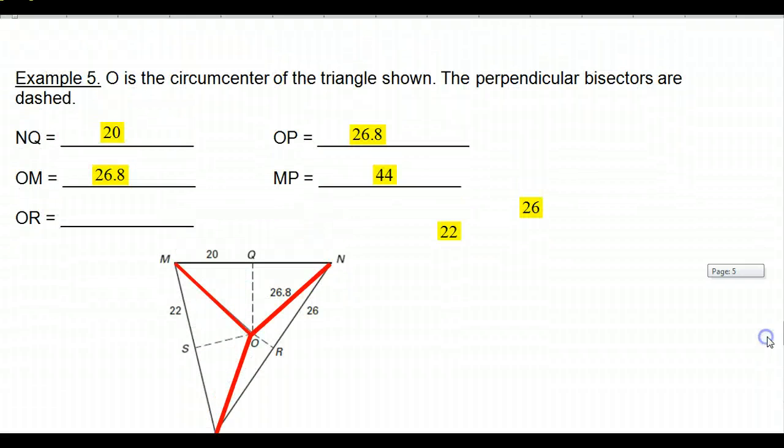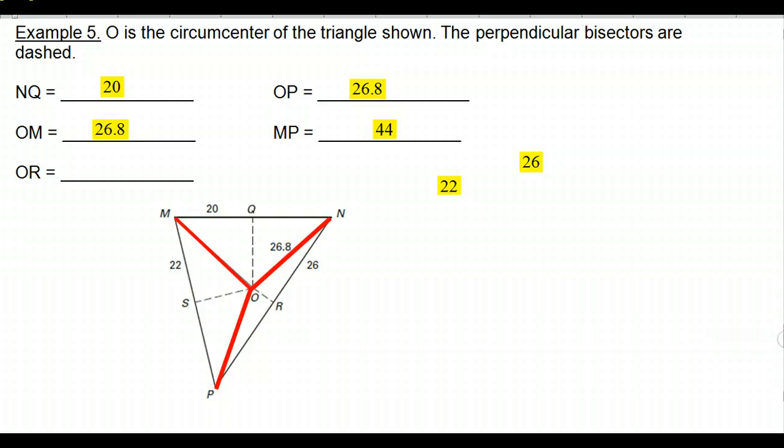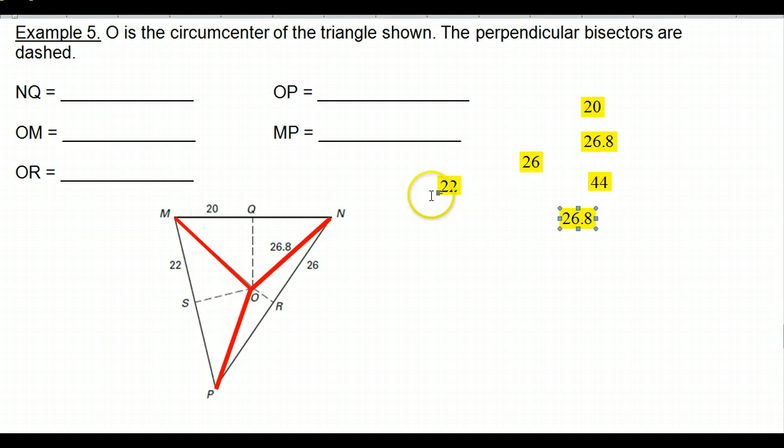Okay. Example 5, kind of the same thing. Let's see, ignore these answers up here. Pretend like they are not there. In fact, maybe I'll move them away. Okay, O is the circumcenter of the triangle. The perpendicular bisectors are dashed.